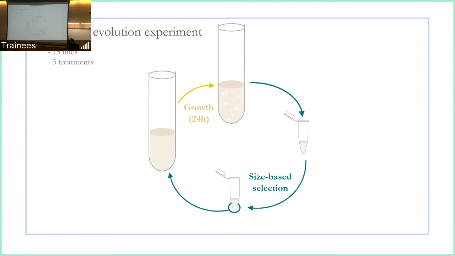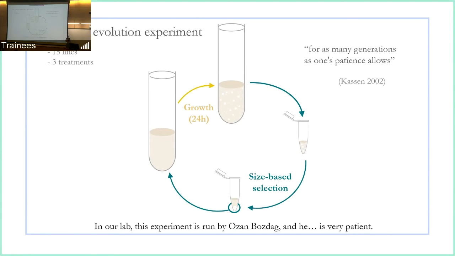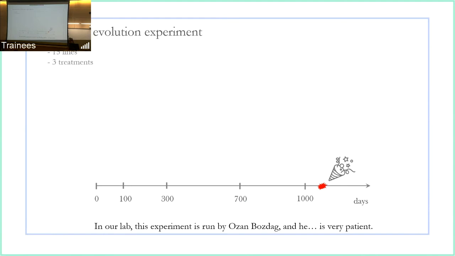So we have a long-term evolution experiment going on in the lab that has 15 lines and 3 treatments. This kind of experiment can go for as long as one's patience allows. In our lab, this experiment is run by Rozenn Pineau, and he is very patient. So today we're celebrating nearly 1,200 days of evolution experiments.